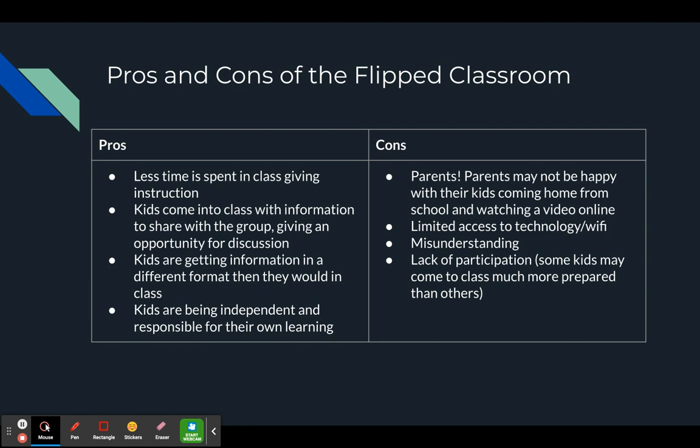Kids may have limited access to technology and Wi-Fi, and this is something that you would definitely have to figure out before moving to this model. Misunderstanding. Kids may totally understand your video and your information in a different way than you had planned, and that's something that you have to kind of figure out as you go along. Then lack of participation. Some kids may just not even watch the video, and some kids may watch it 10 times. So it's just kind of finding that in between of how you are going to manage kids that watch it and kids that don't.